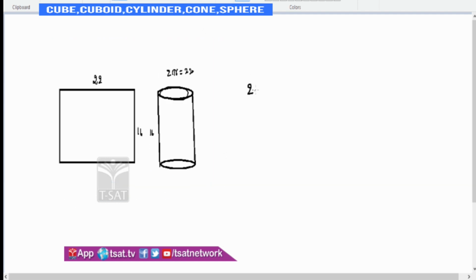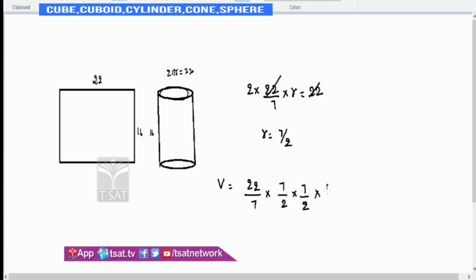First 2 pi r: 2 into 22 by 7 into radius is equal to 22. 22 cancel. R is equal to 7 by 2. Now what is the volume of the cylinder? 22 by 7 into r square, 7 by 2 into 7 by 2, into H, which is 16. For 1s are, for 4s are, 7 cancel. You have 22 into 28. So the answer should be 22 into 28.